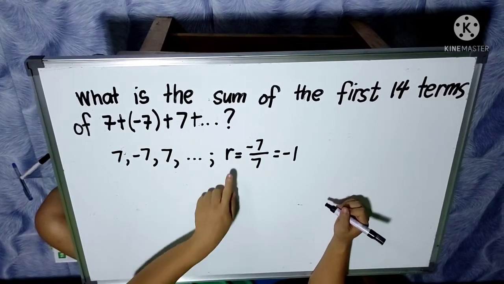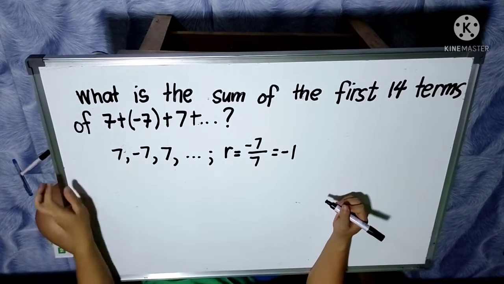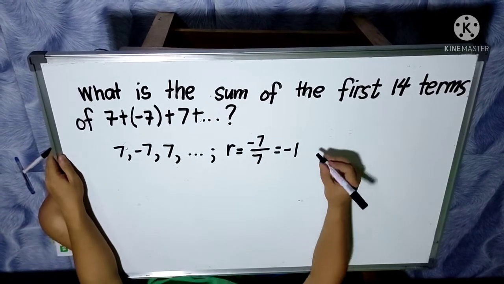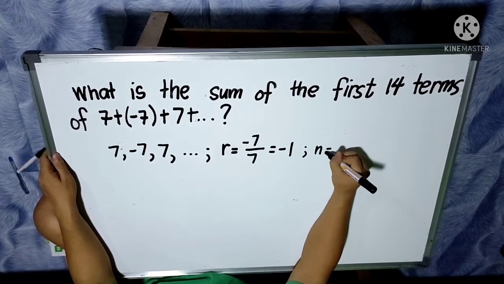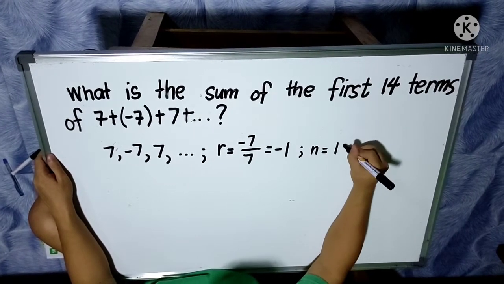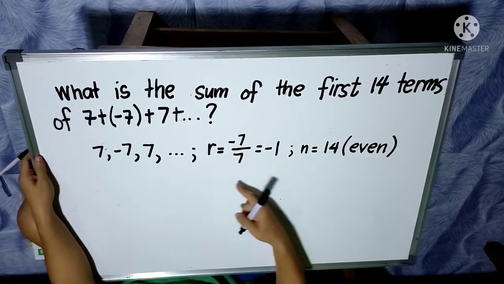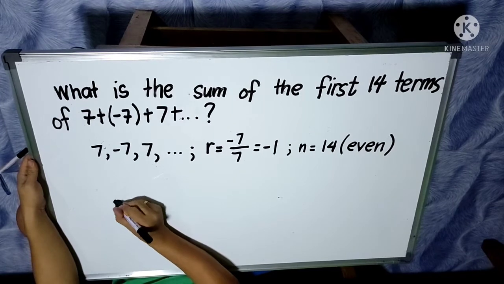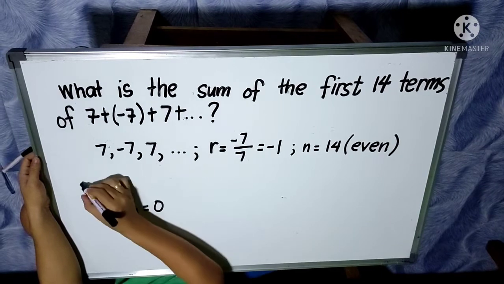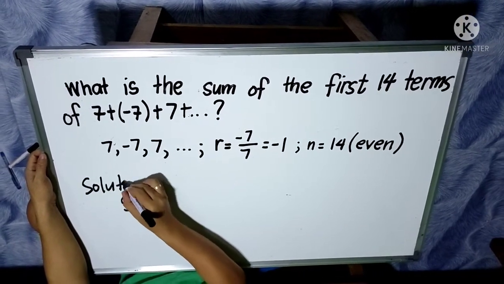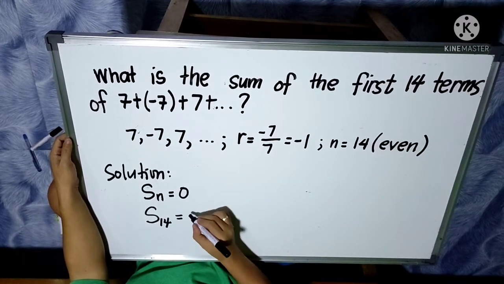In this case, since our r is negative 1, we have two formulas that we can use. However, in the two formulas, you need to identify your n to help you decide which of the two. Our n here is 14, which is even. Therefore, the formula that we can use here is S sub n is equal to 0. Very simple. So for our solution, you will just write the answer right away. S sub 14, or the sum of the 14 terms, is 0.